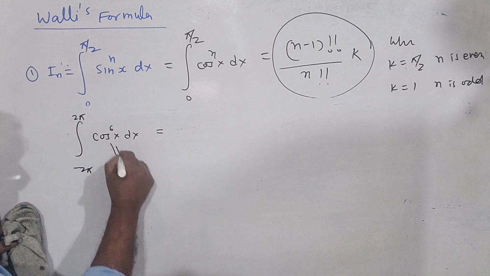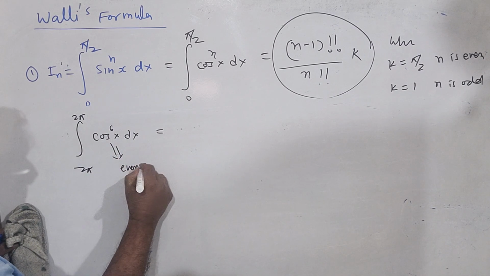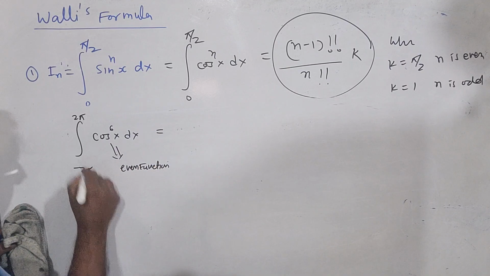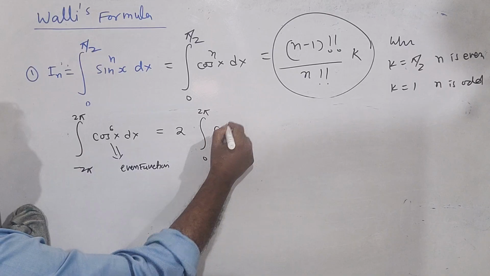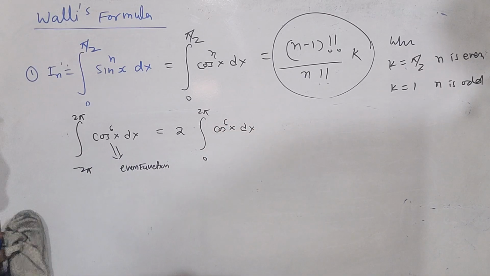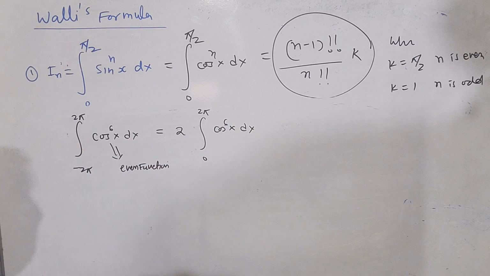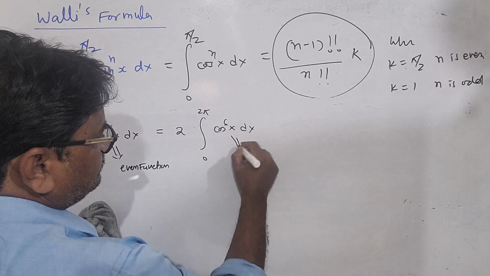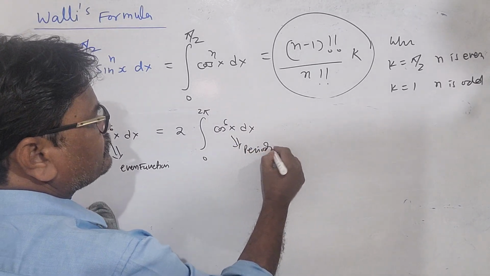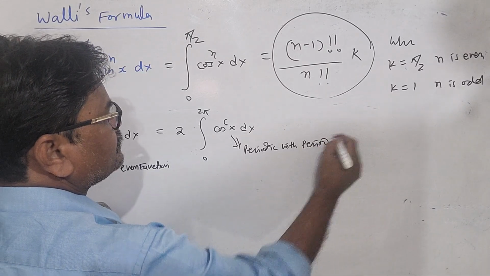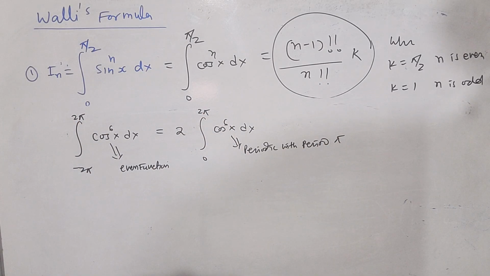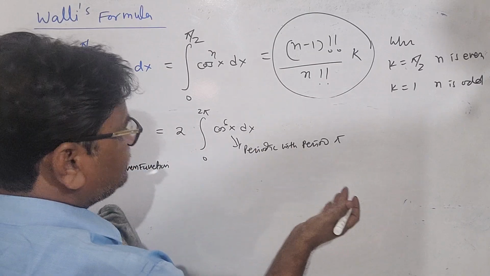This is an even function. So the even function property from minus a to a can be written as 2 times the integral from 0 to 2 pi of cos to the power 6x dx. Again, I cannot apply the Wallis formula now because it is 0 to 2 pi, not 0 to pi by 2. So how to convert to pi by 2? Now this is periodic with period pi, that you have to remember. This is 2 pi. So that periodic property I can apply.